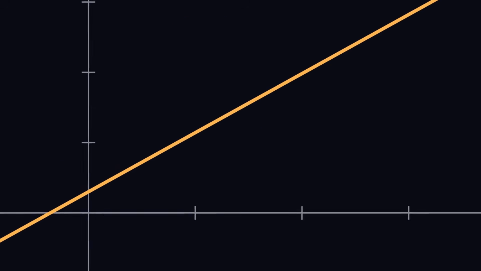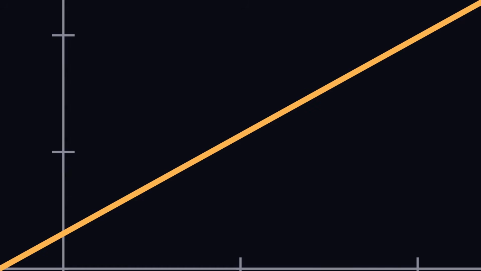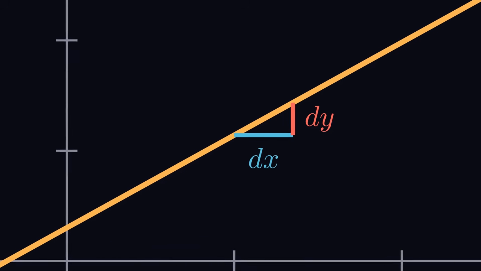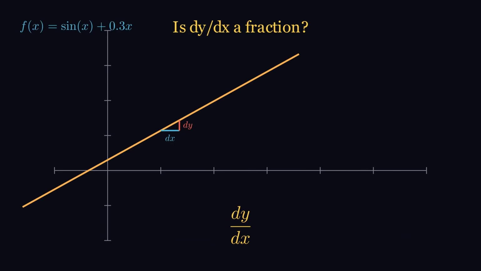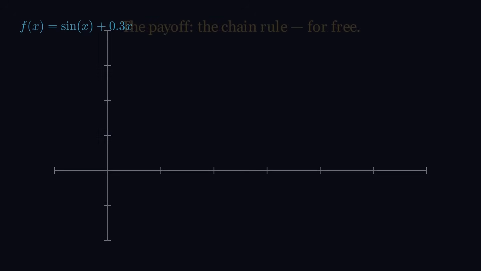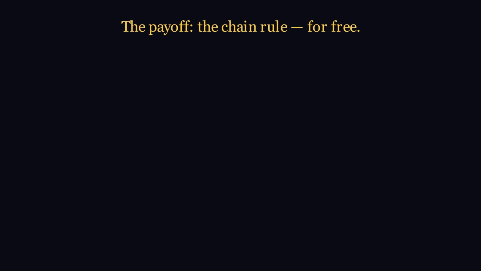Watch. We're on the local line now, the curve's pretending to be straight. Take a tiny step to the right, call it dx. The line rises by some amount, call that dy. And on a straight line, the rise over the run is just the slope, dy over dx. Two little numbers, one divided by the other, a real honest fraction. The warning you got was protecting you from using it where the curve still bends. But right here, on the local line, where derivatives actually live, it's a fraction. And that's the payoff. The chain rule, basically for free.